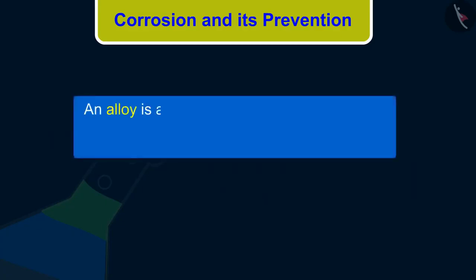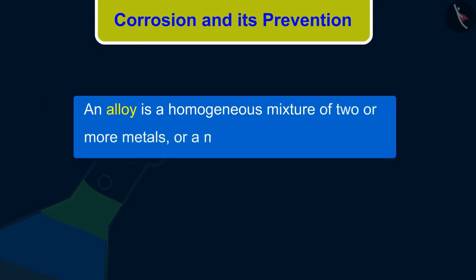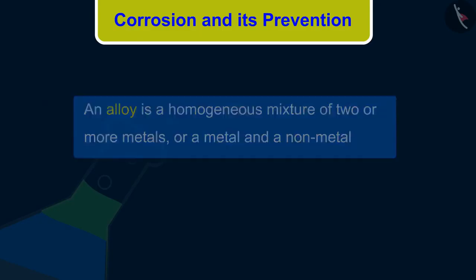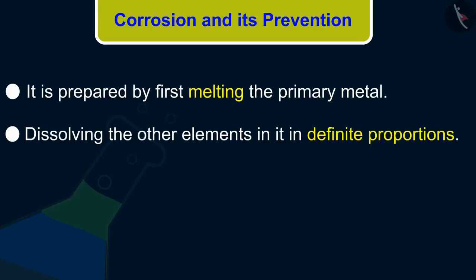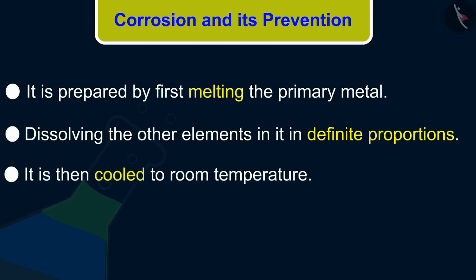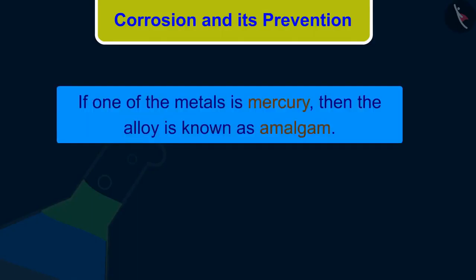An alloy is a homogeneous mixture of two or more metals, or a metal and a non-metal. It is prepared by first melting the primary metal and then dissolving the other elements in it in definite proportions. It is then cooled to room temperature. If one of the metals is mercury, then the alloy is known as amalgam.